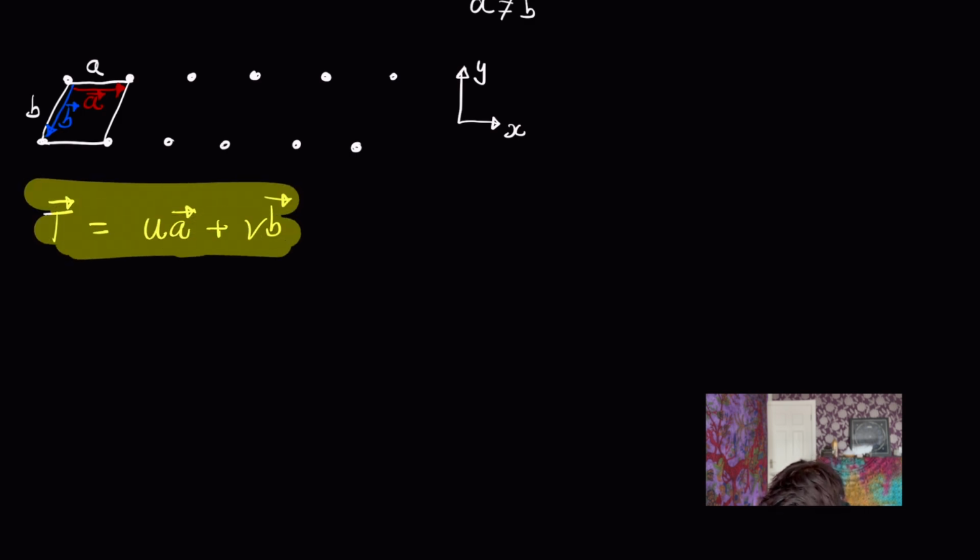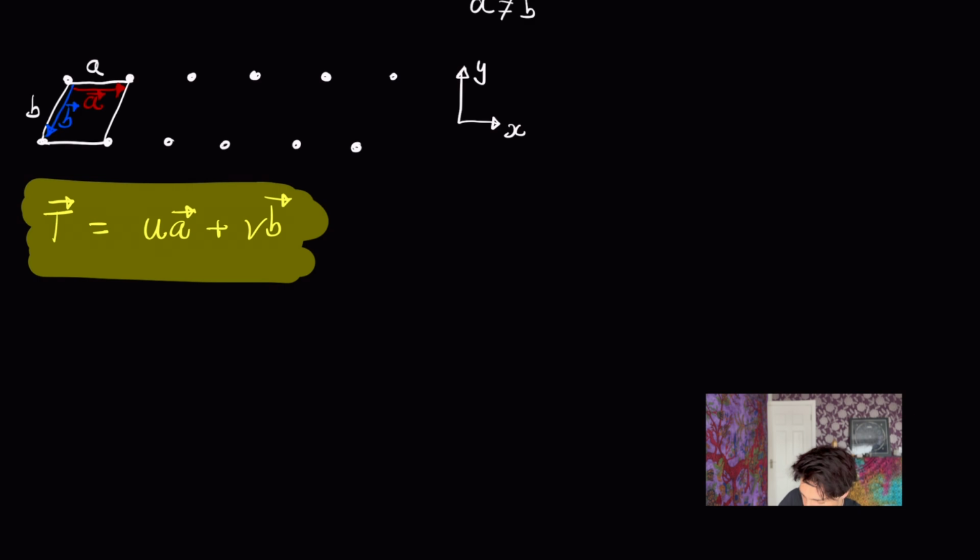This is essentially saying that you can get to any point in the lattice using a linear combination of A and B. So say if I wanted to get here, I would be going along the A vector once, twice, three times, and we'd be going along the B vector once. So this would be our kind of T right here. And of course we can decompose it in terms of A and B.